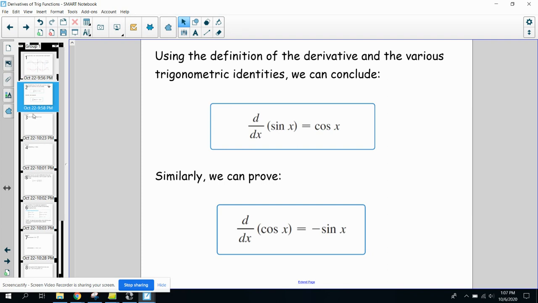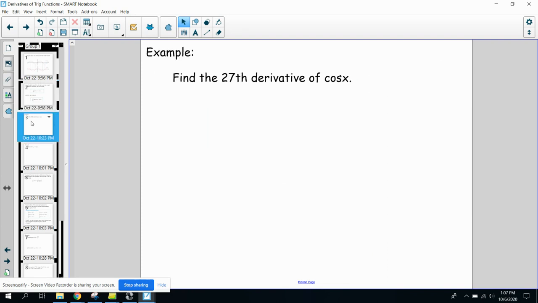So if we look at this example, find the 27th derivative of cosine x. Now that sounds a little tedious. I'm sure we don't want to find the derivative 27 times. But let's start finding the derivative and then see if we notice any patterns. So the first thing I'm going to do is find the first derivative, f prime of x. So we're going to just call this f of x, right? So f of x equals cosine x.